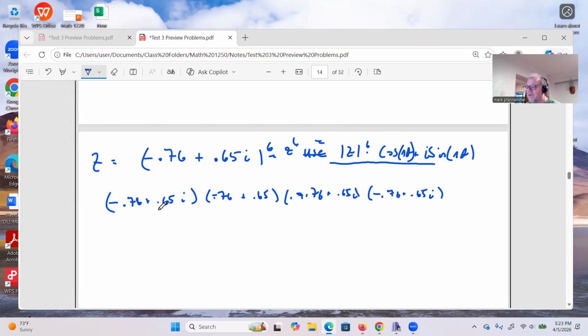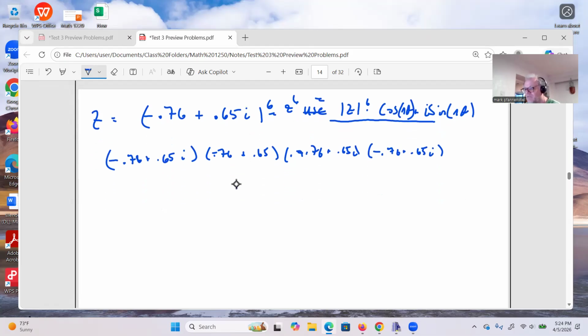So the first thing we're going to do is graph this, because drawing a picture is usually helpful. So it's negative 0.76, that's going to be over here somewhere, and then 0.65i, so we're going to have this point right up here. This is negative 0.76 in the real direction, and this is 0.65 in the imaginary direction.